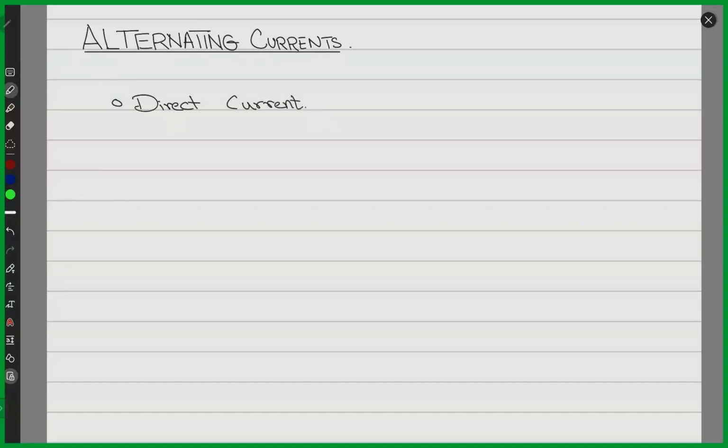What is a direct current? If I plot a graph between current and time, so as time moves forward, the current remains constant. It does not change throughout the entire cycle, right? So we have a constant value of current. Suppose that this is I naught.